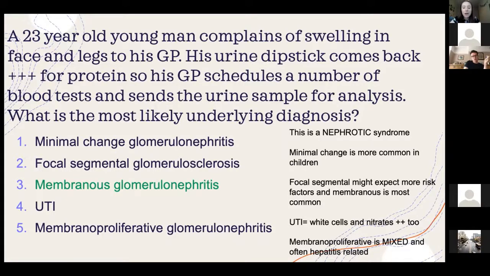And then it probably wouldn't be a UTI. You'd expect a few more different symptoms, like dysuria and smelly urine, things like that. And the urine dipstick would show slightly different things. Membranoproliferative is more of a mixed disease, so you'd expect to see features of nephritic as well as just nephrotic.